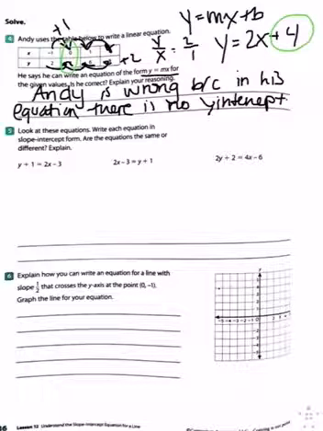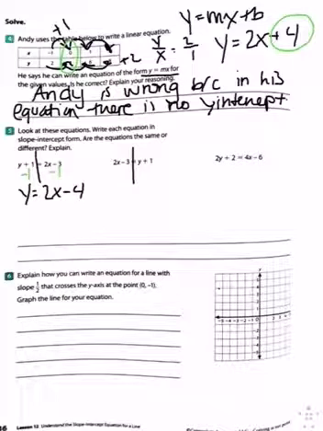Problem number 5. Look at these equations. Write each equation in slope-intercept form. Are the equations the same or different? Explain. So we need to get the y by itself. In order to get y by itself, we have to move the 1 over. And so we would get y equals 2x minus 4. Negative 3 minus 1 gives us negative 4. In the second equation, we're going to move the 1 away from the y, and we're going to subtract 1. And so again, we would get 2x minus 4 equals y. Negative 3 minus 1 is negative 4.